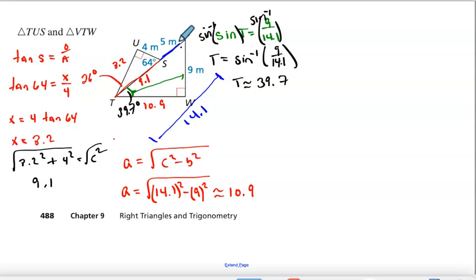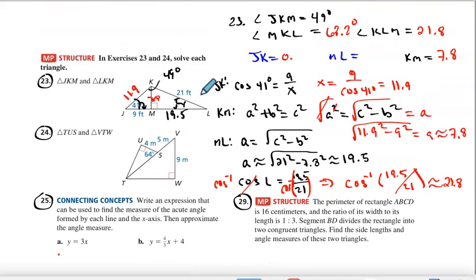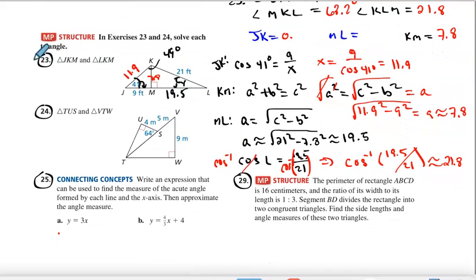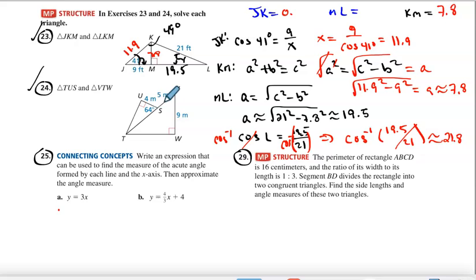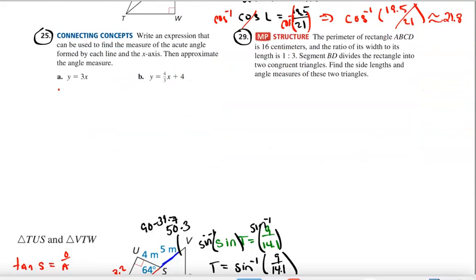which means that this angle here is going to be 50.3, which comes from 90 minus 39.7. Alright, so that's numbers 23, 24. Alright, 25. We can do one of these, it's fine. Same concept. So 25 says find the angle.